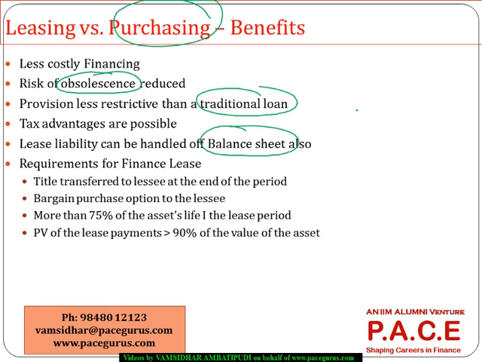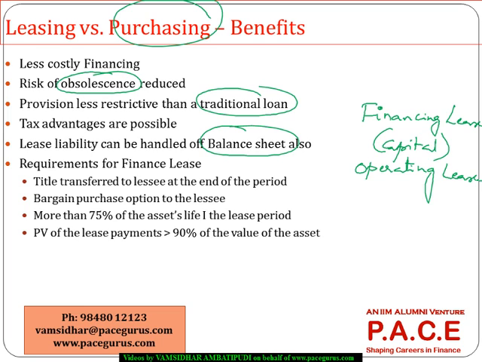But in leasing, we have two different types. One we call a financial lease or financing lease. In some cases, we even use the word capital lease. And there is an operating lease. These two definitions we need to be comfortable with. When we are talking about a financing lease, it is as if we have purchased the asset with a borrowing. So there is hardly much of a difference between a financing lease and the purchasing of the asset as far as the accounting part is concerned.